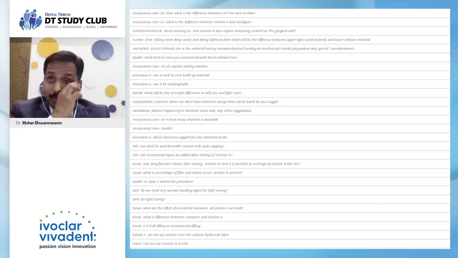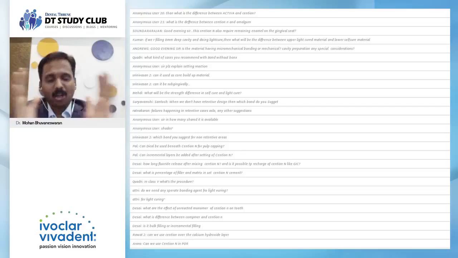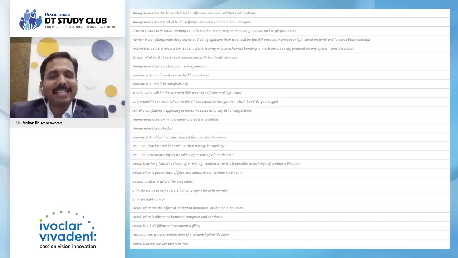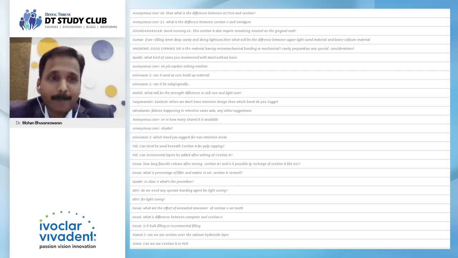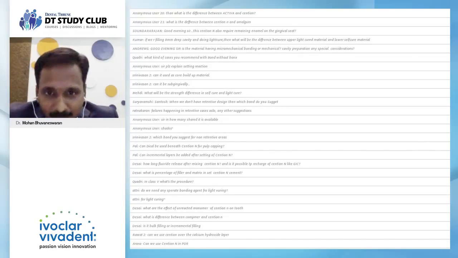The answer is no, because this is primarily a self-curing material, and light curing is only enhancing your work, shortening your working time. So light curing or no light curing doesn't make any difference. If you do the hardness test, you would get the same hardness in the self-cured and the light cured material. If the physical properties increased with light cure, I would have strongly suggested in this webinar, please light cure. No, don't light cure at all.